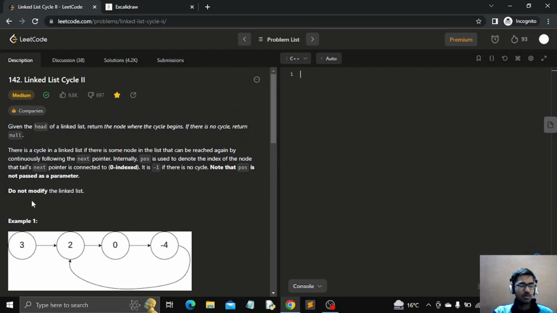Also, we do not have to modify the linked list. So this was the problem statement. Now let us see the approach to solve this problem.